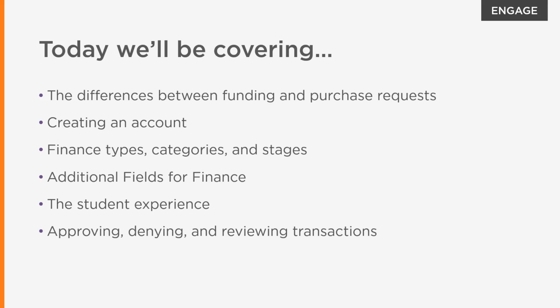We will be identifying what a finance type, finance category, and a finance stage are, and where those are created and assigned. We also have a few places in the Engage site that allow you to add some customized fields, so we'll walk through how to create those for your purchase and funding processes. We will take a look at the finance request from the student officer side of things. And lastly, we'll go over the process of reviewing those submissions for approval or denial.